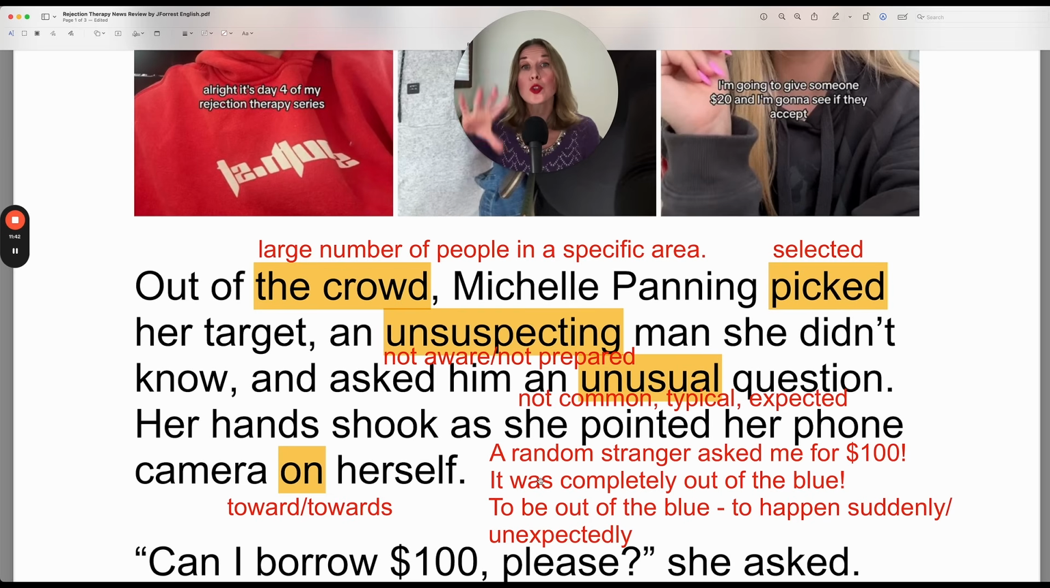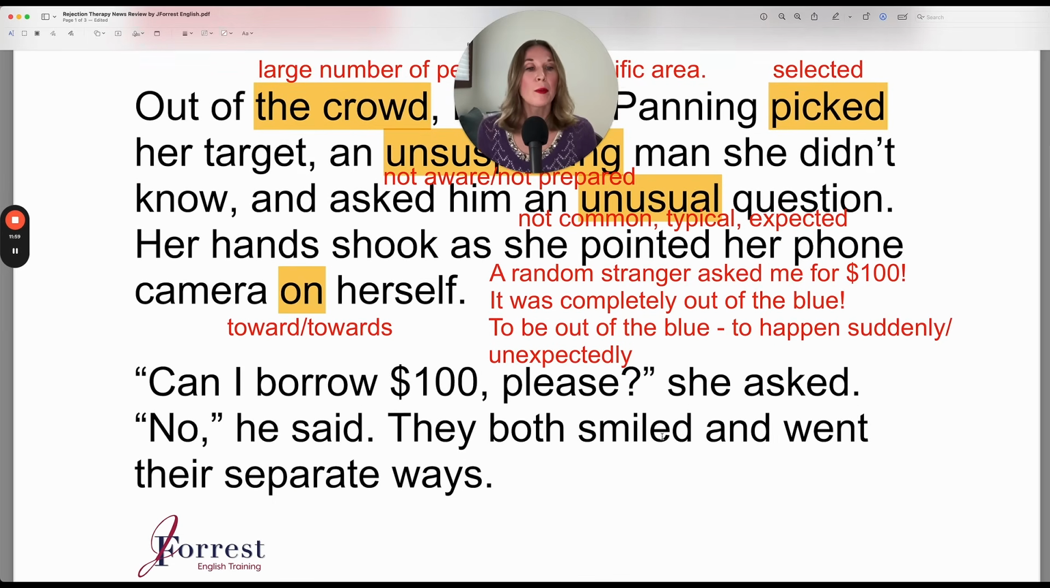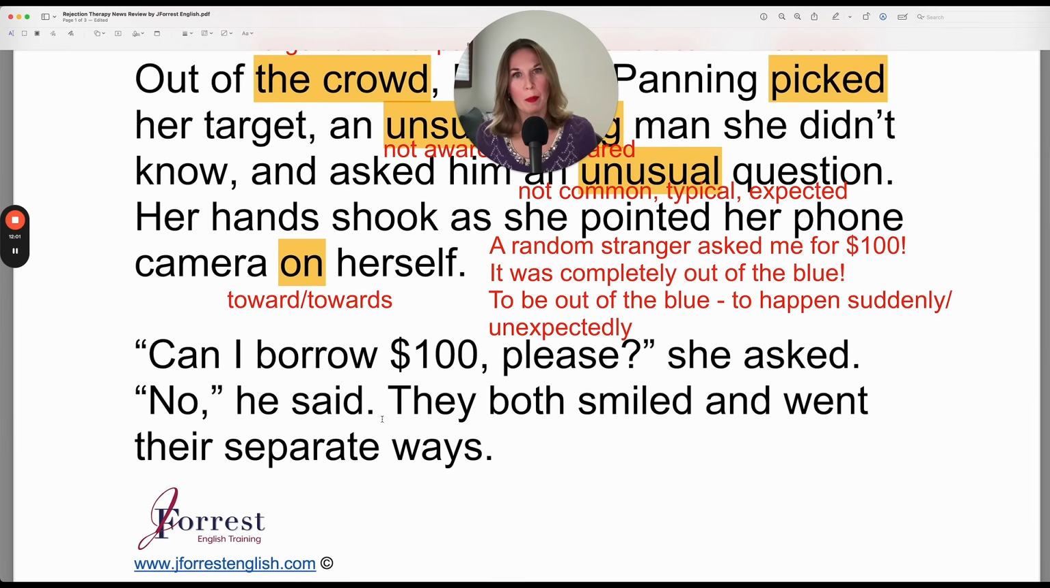And remember, our story is in the past simple. So that's why I have to be as it was, the past simple. It was completely out of the blue. So if something happens out of the blue, it means it happens suddenly, unexpectedly. They both smiled and went their separate ways. So if two people go their separate ways, it means that they just continue on with their individual lives, not together.